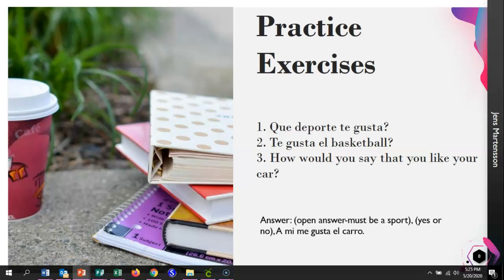Okay, on number 1, the open answer must be a sport. So in other words, ¿Qué deporte te gusta? I would say, me gusta el soccer. Number 2, ¿te gusta el básquetbol? The answer would be yes or no. Number 3 would say, how would you say that you like your car? I would say, a mí me gusta el carro.